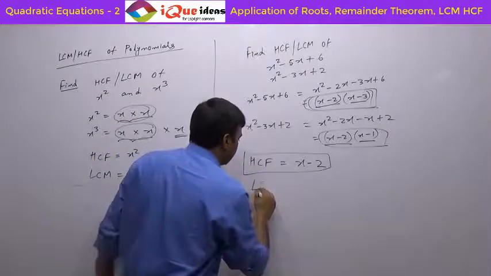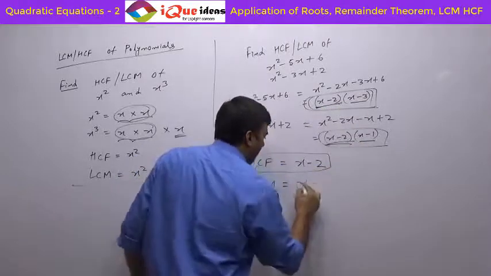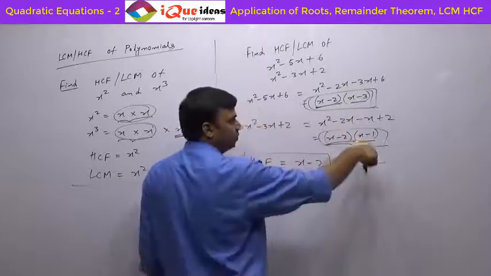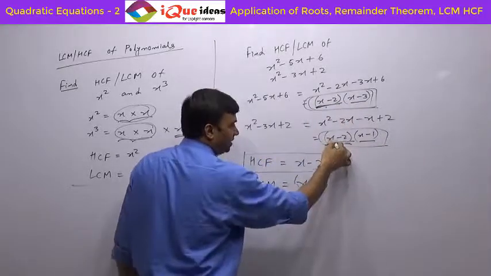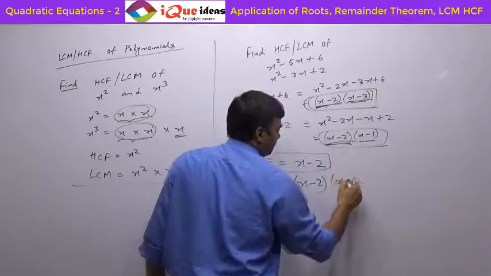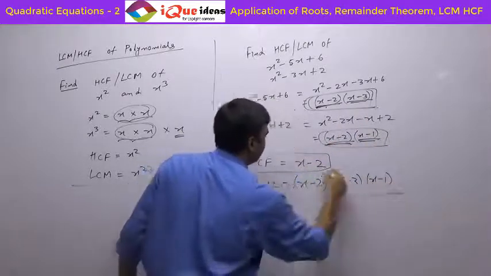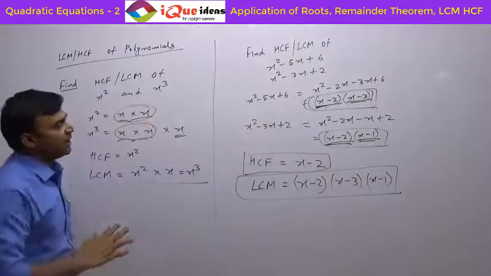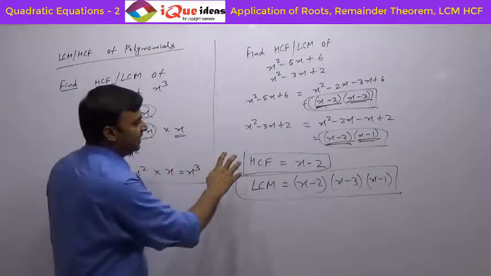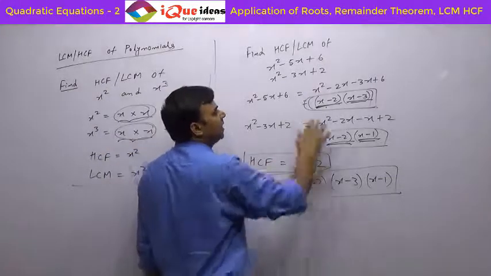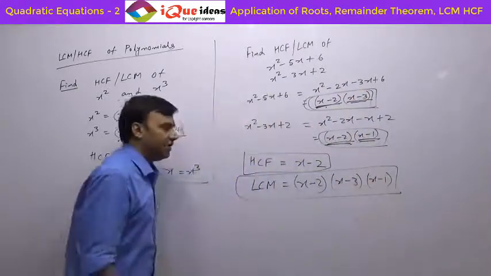Right? Now what about LCM? Now LCM is that common thing taken once and everything else. So whatever remains, just take everything. So here x minus 2 is common, we have taken it once. Then x minus 3 from here. Okay? And x minus 1 from here. Right? So this is the LCM. That's it. There is nothing great about this situation. So whatever is common will be taken as HCF just once, and LCM will be the common thing only once, and everything remaining that is there will be multiplied to that.